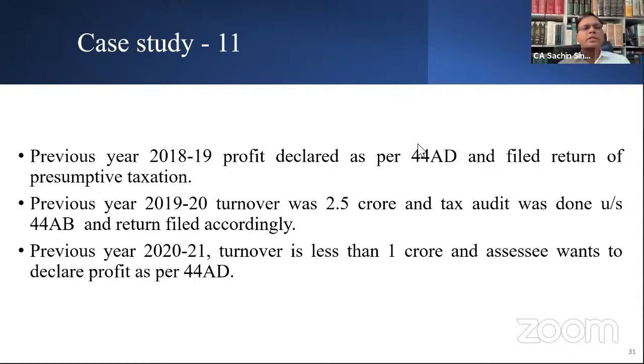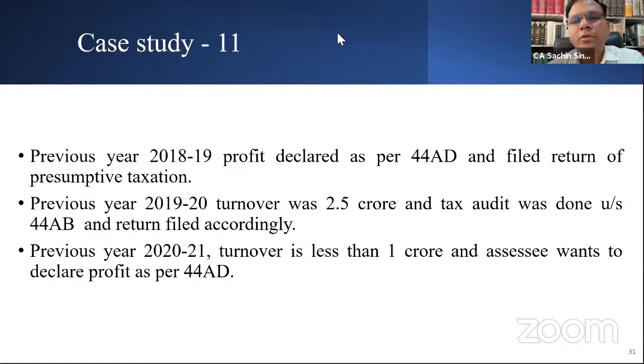Okay. So come to the next case study. Previous year 1819, profit declared as per 44AD and return filed accordingly. Previous year 1920, the turnover is 2.5 crore and tax audit done. Previous year 2021, turnover is less than 1 crore and the SSC wants to declare profit as per 44AD. Can he do so? So in 1920 there was an audit and he is out of 44AD. For 2021, whether he can go for 44AD or not, yes or no.